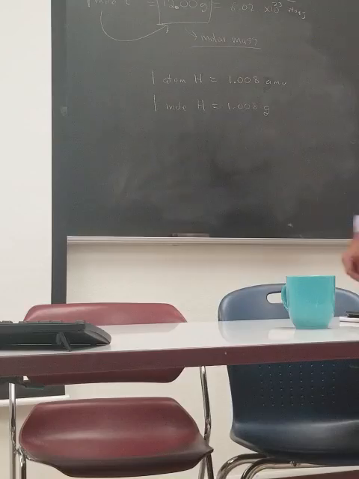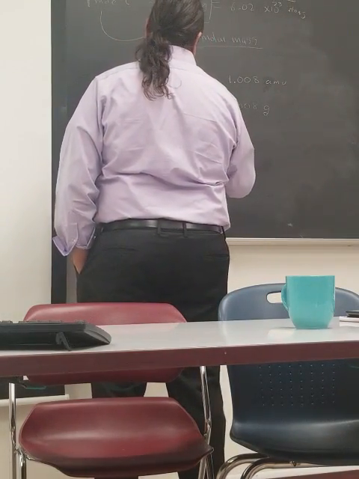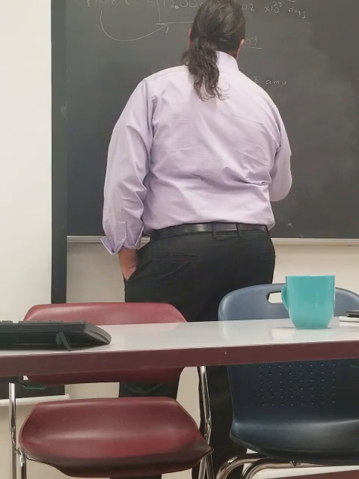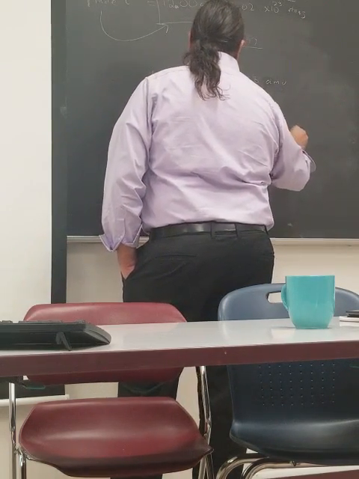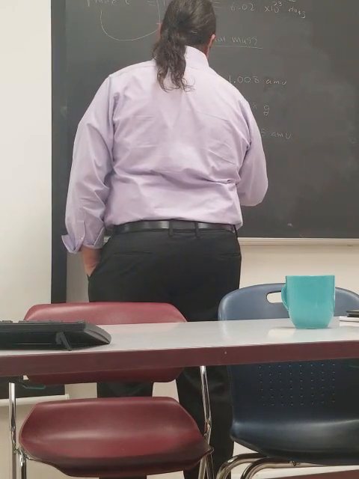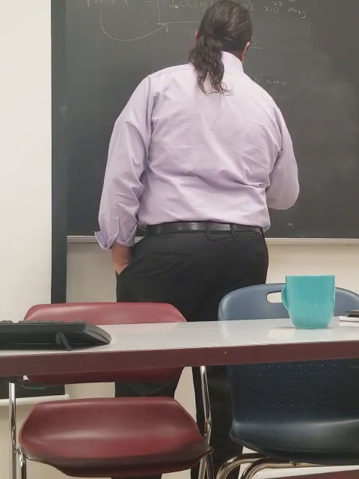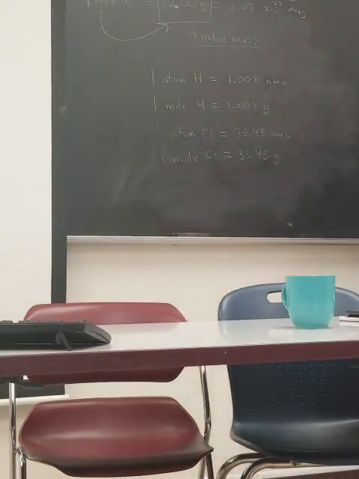You look up chlorine on the periodic table, and it'll tell us that it's 35.45 AMUs. Well, if instead of having 1 atom, we have 1 mole, then AMU changes to grams. And so we call that the molar mass.